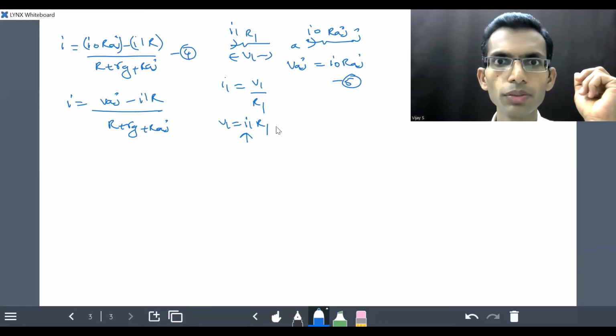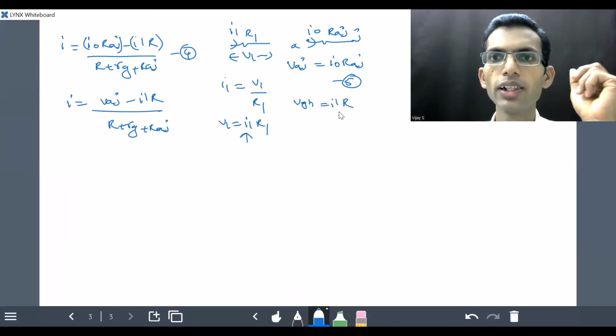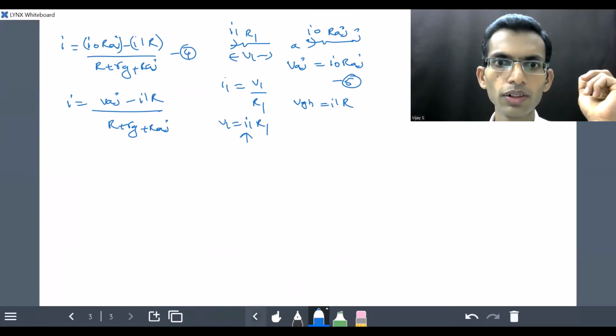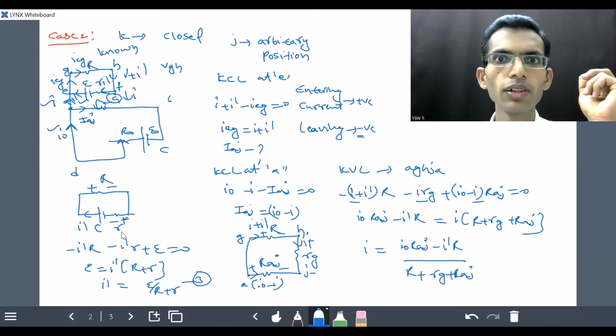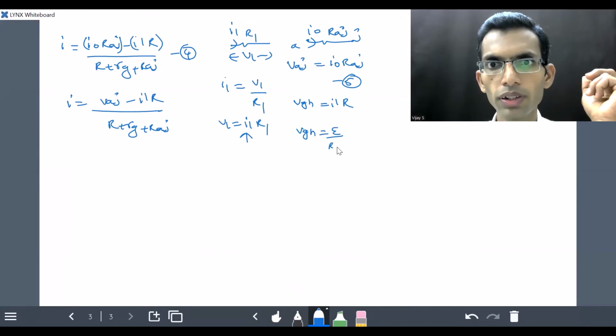So this is going to be I dash R. So I dash R is nothing but VGH. But we know I dash is E by R plus R. So when we substitute VGH, we are going to get E by R plus R into R.